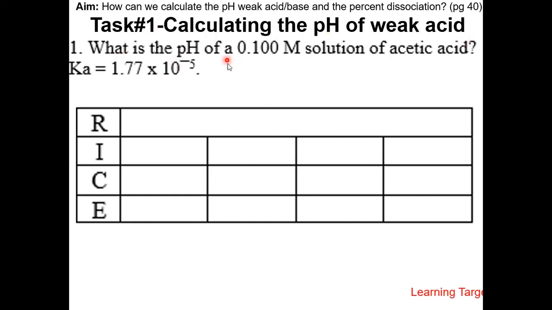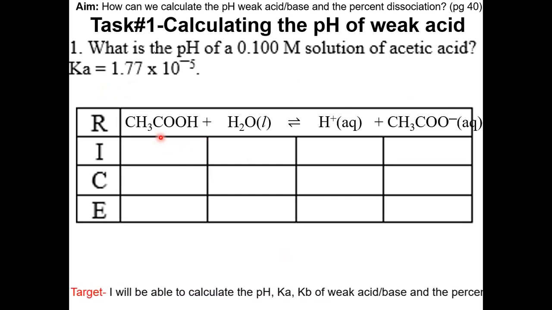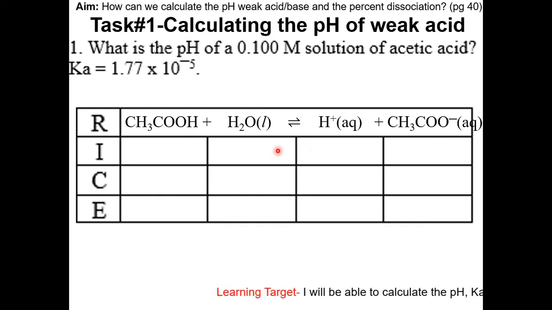Question 1. What's the pH of a 0.1 molar solution of acetic acid? We are given the Ka equilibrium constant for acetic acid. The first step is to write out the chemical equation. Acetic acid is a weak acid, therefore there is equilibrium. Since the goal is to figure out the pH of acetic acid, we need to determine the hydrogen ion concentration at equilibrium, so we need to use the RICE table.